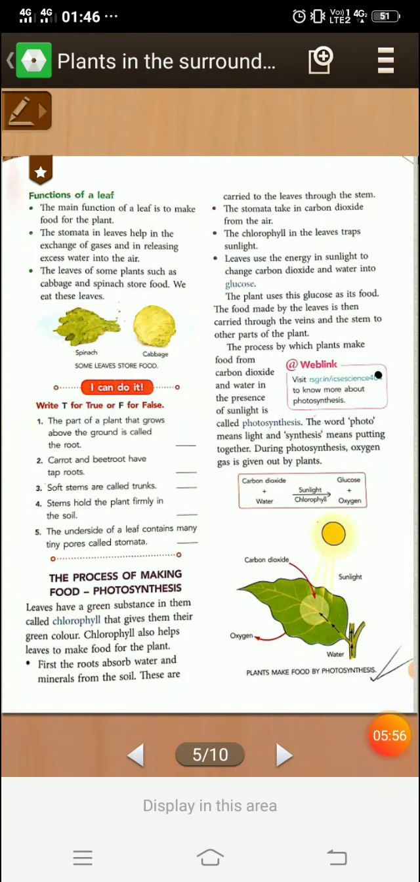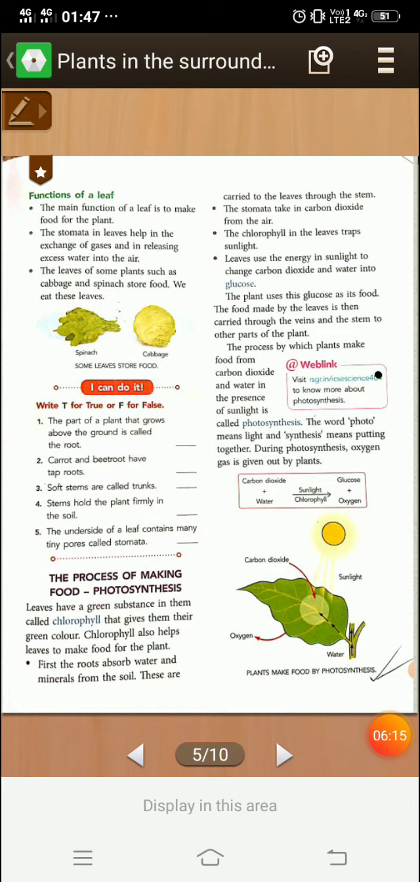Number one, it requires carbon dioxide, which is absorbed from the atmosphere. Point number 2, it requires water, which is absorbed from the soil. Third one is sunlight, and the fourth one is the presence of a green pigment called chlorophyll.